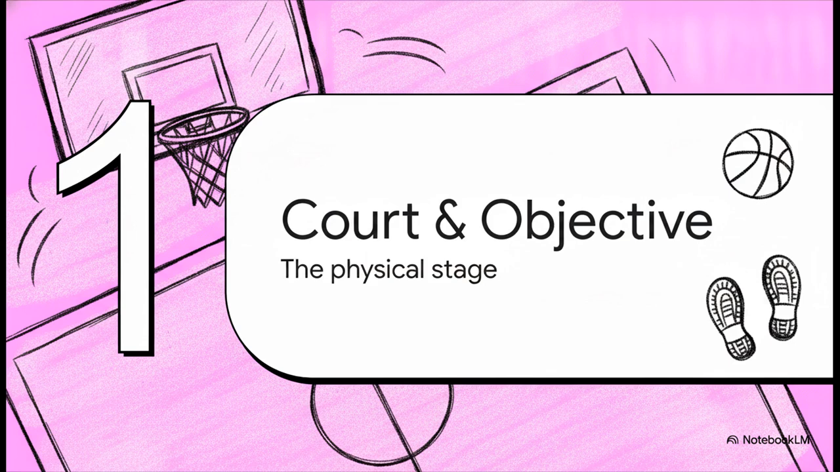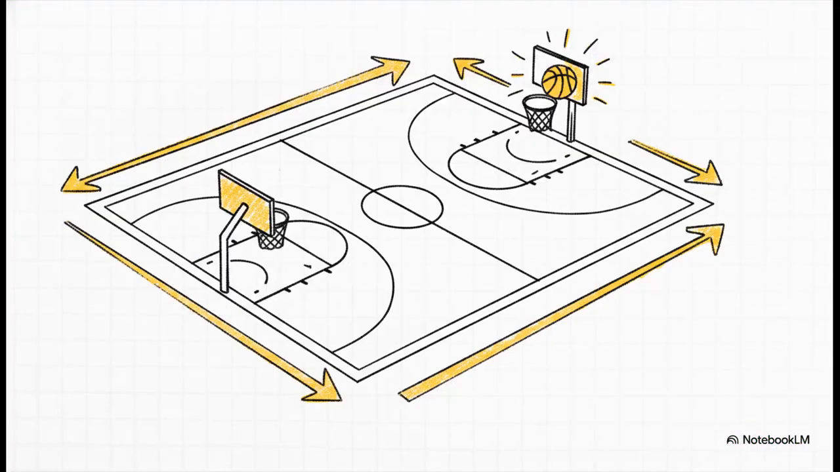The court and objective. So, before anyone can even touch a basketball, every game needs a physical stage and a crystal-clear goal. According to Article 1.4, the objective of the game is wonderfully simple. The team that has scored the greater number of points at the end of playing time shall be the winner. But where exactly does this happen?